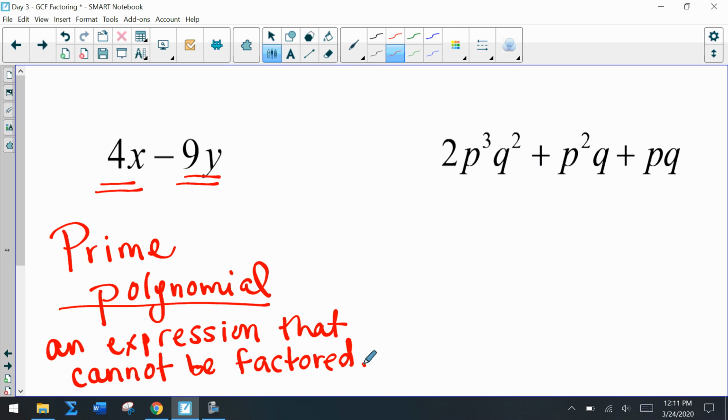So we have to ask ourselves, if we're asked to factor, we may have things that cannot factor, so we can call it prime. You don't have to say prime polynomial, but you can just say, oh, this is prime.